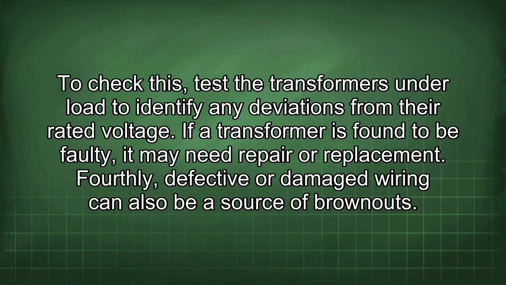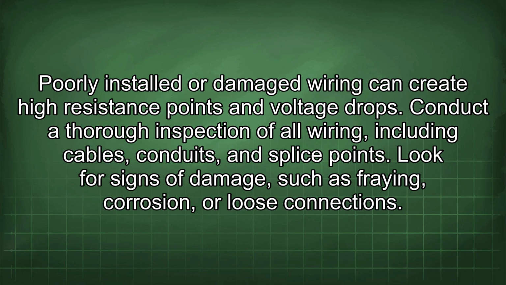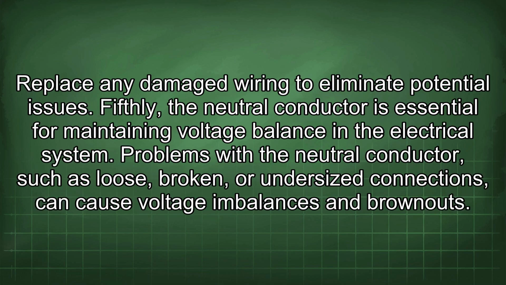Fourthly, defective or damaged wiring can also be a source of brownouts. Poorly installed or damaged wiring can create high resistance points and voltage drops. Conduct a thorough inspection of all wiring, including cables, conduits, and splice points. Look for signs of damage such as fraying, corrosion, or loose connections. Replace any damaged wiring to eliminate potential issues.